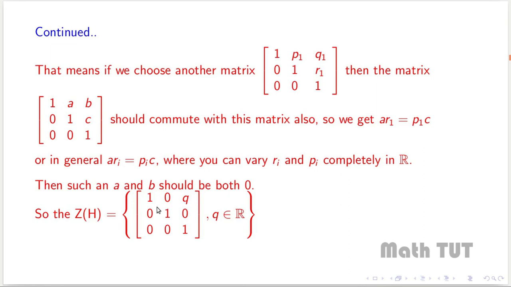That is the set of 3 by 3 matrices. You can see all the diagonal entries are 1, the element A13 is Q, and all remaining elements are zeros. Such elements are there in the center of the group H. So now we are trying to address the problem of isomorphism.